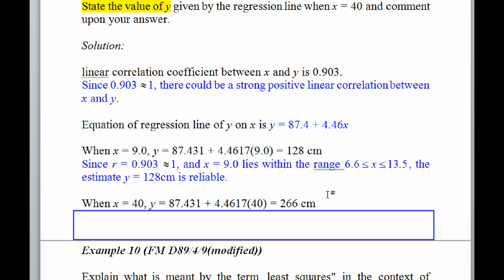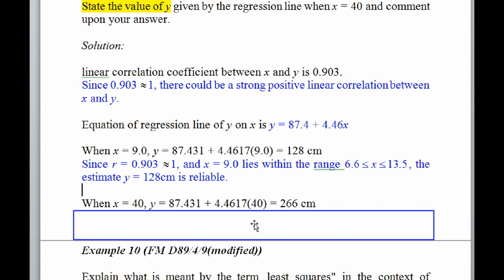Next. State the value of y when x equals 40. x equals 40 means the guy is 40 years old. That's still reasonable. Then you calculate y is 266 cm. Whoa. I don't even know what the height of the tallest man in the world is. But is it reasonable to say that it's 2.6 metres? Firstly, of course, you smell a rat because 2.6 is really too tall. Second, your data collected is between 6.6 years old to 13.5.